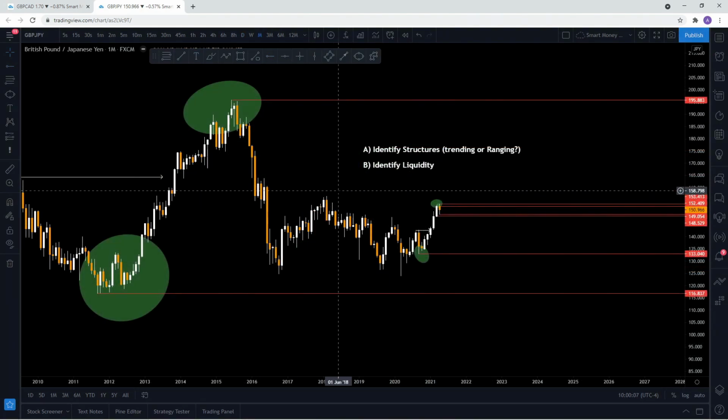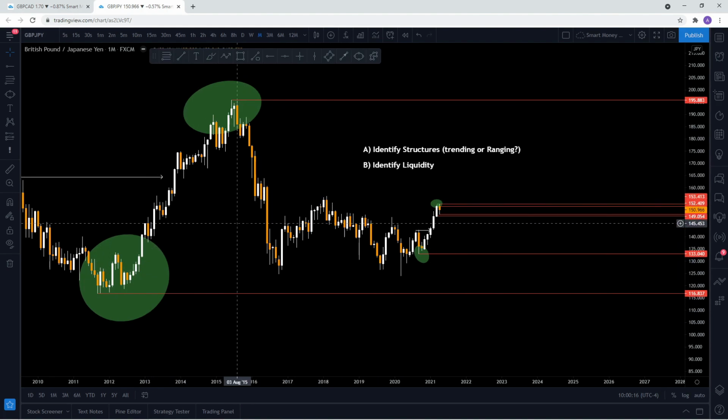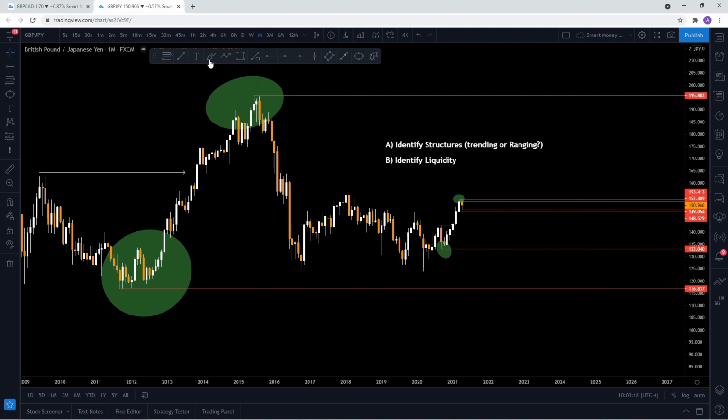Now going back into the monthly chart, what we want to do is identify the liquidity. Where is the external and internal liquidity? We can see here on the biggest swing on the monthly, we know that internal liquidity is going to be anything within the range from this low to this high. And what do we see here?